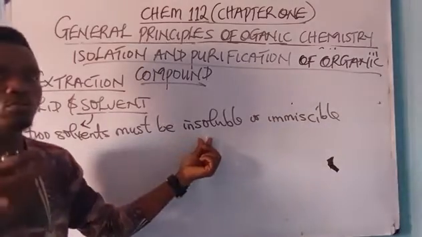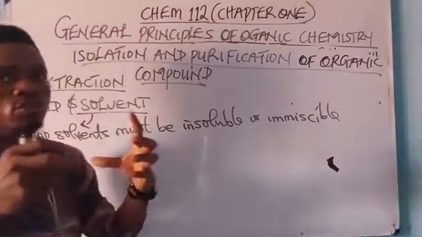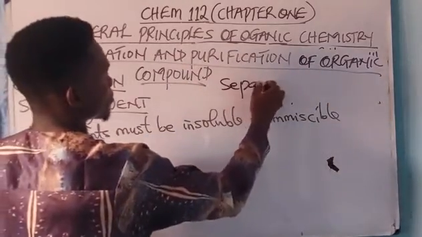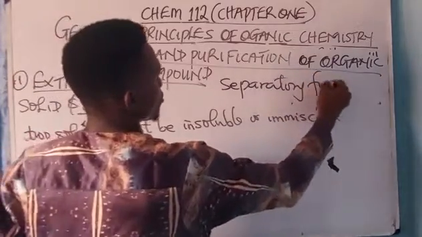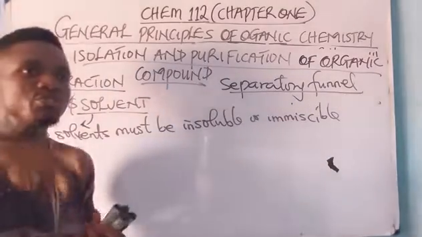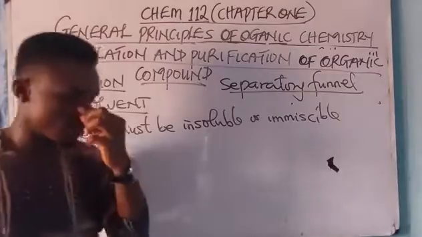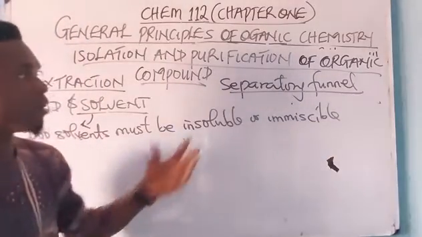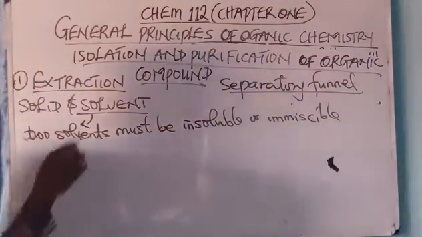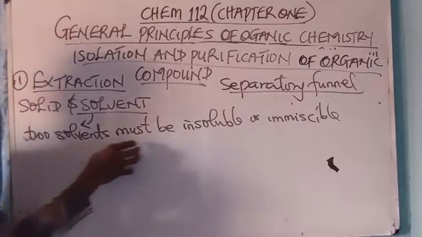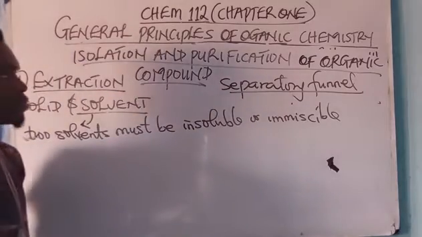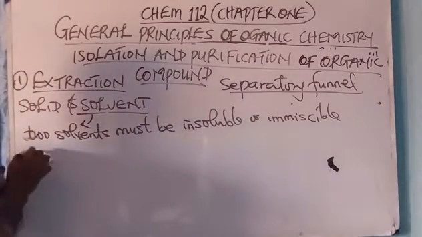Now, solvents or liquids that do not dissolve each other are separated using a separatory funnel. A separatory funnel is used to separate two liquids that are immiscible on each other. Examples are fuel and water, oil and water. This is the technique used. Solvent extraction says that the two solvents must be immiscible, or insoluble.